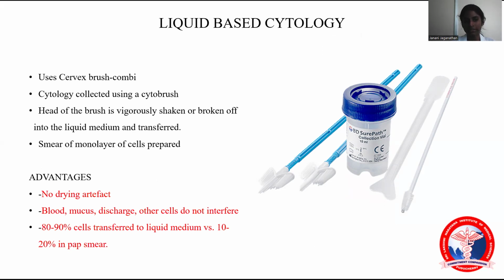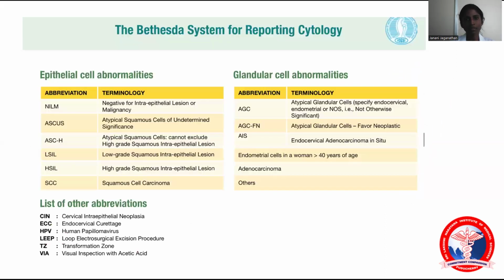The advantage of this is that there is no drying artifact, which is seen in the case of a pap smear. Blood, mucus, discharge, and other cells do not interfere with the interpretation of the cytological report. 80 to 90% of cells are transferred to the liquid medium, compared to only 10 to 20% in the case of a pap smear. So more cells are transferred to the liquid medium for study. This is one of the advantages of liquid-based cytology over conventional pap smear.